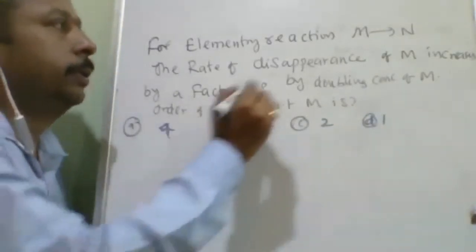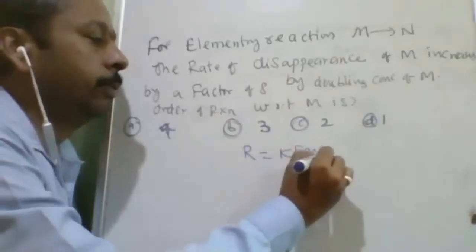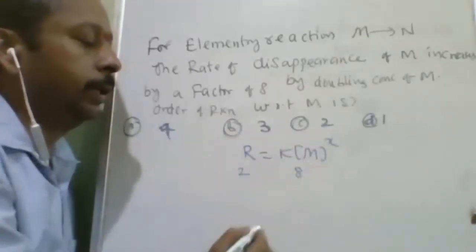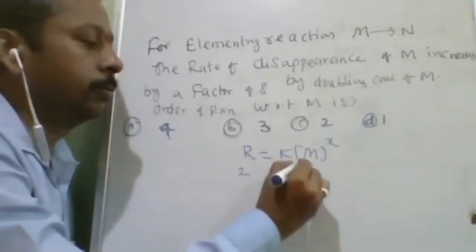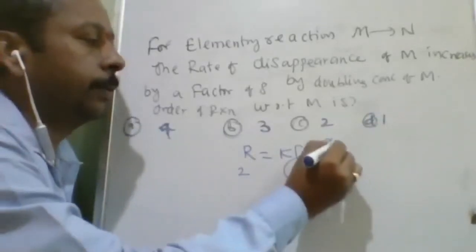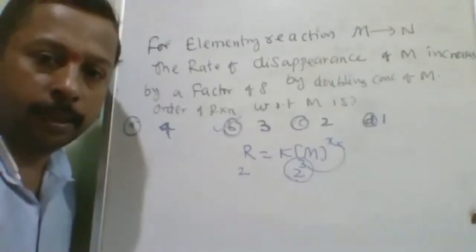Very nice, simple. When R is equal to K into M to the power of x, if the concentration is made 2 times, the rate becomes 8 times. 8 can be written as 2 to the power of 3. So therefore, the order with respect to M is 3. Is it understood? Just make a note of it.